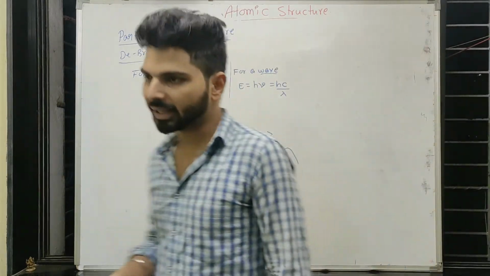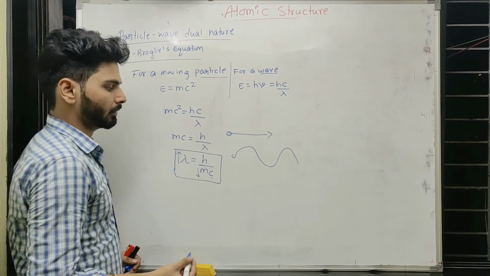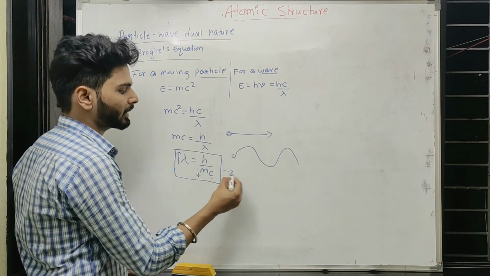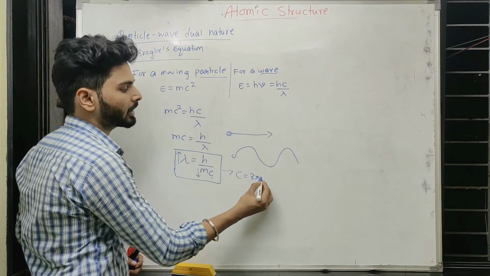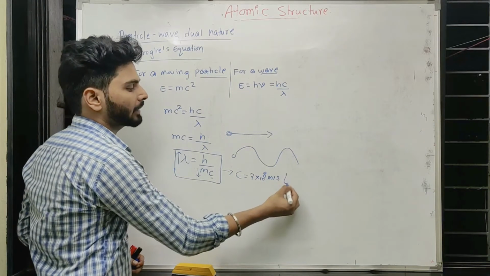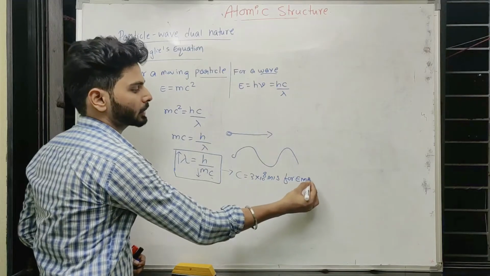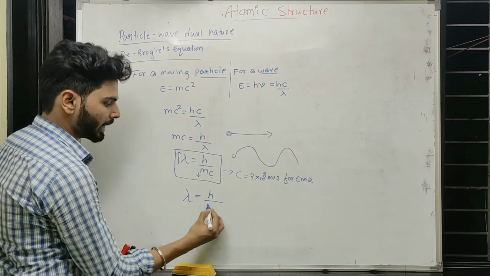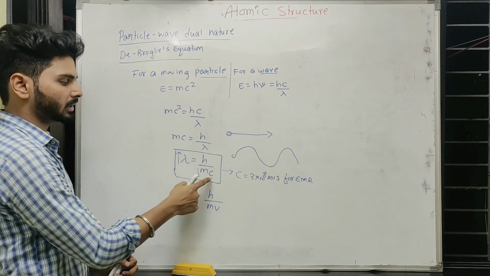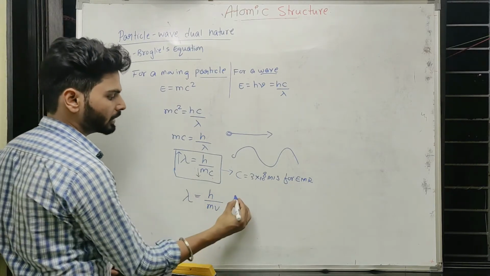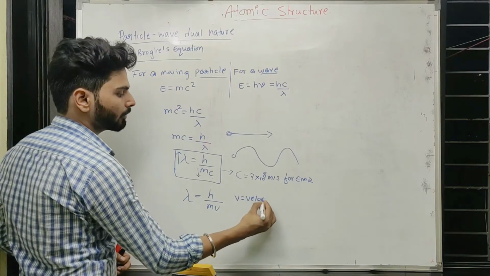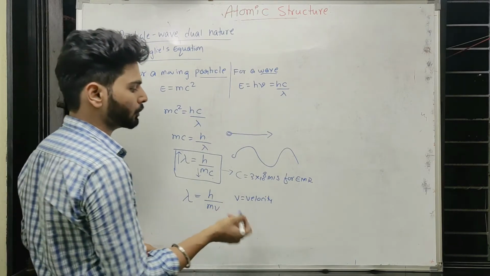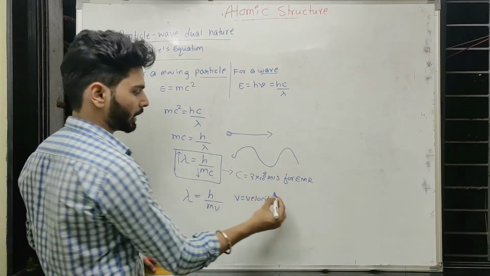This equation can be applied to any material which is moving, but the equation must be modified, because this c is 3 into 10 raised to 8 meter per second, and that is only for electromagnetic radiation. I will modify this equation as lambda equals h upon m into v. This c is also a velocity and this v is also a velocity. Here v is the velocity of any object whose value is changing or not fixed, unlike 3 into 10 raised to 8 meter per second.